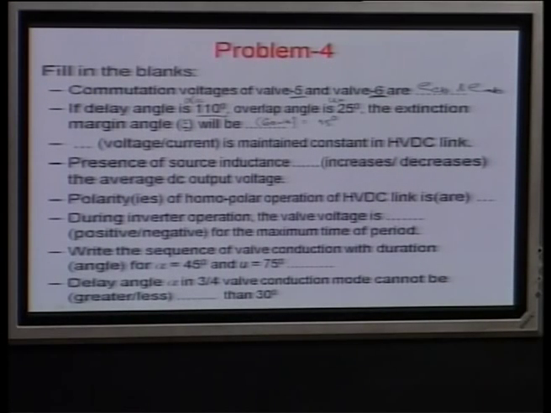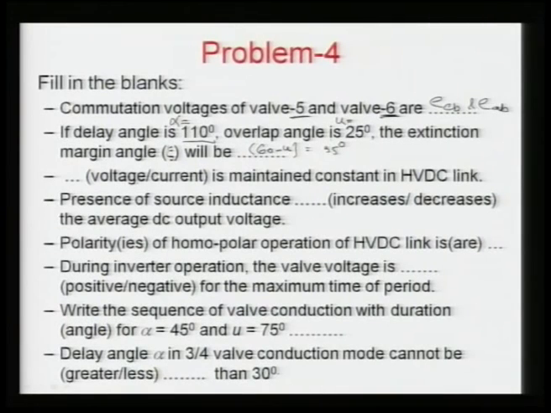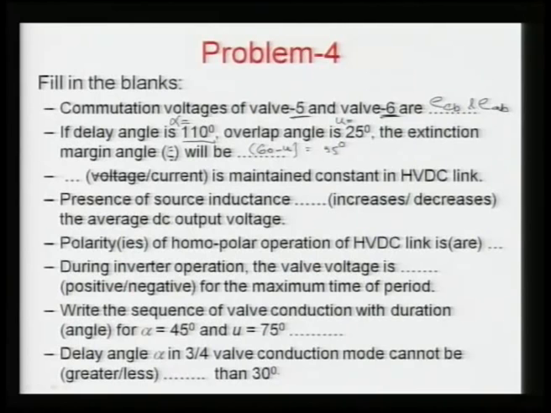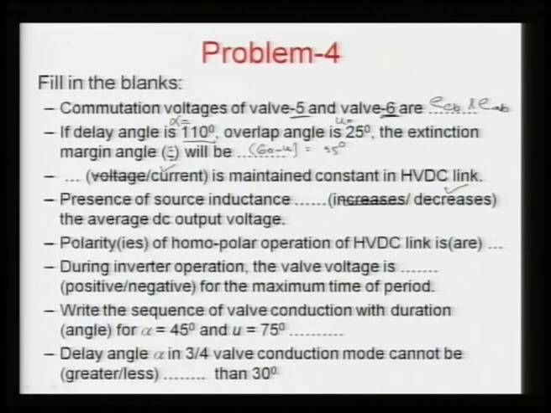Now, the next was asked whether voltage or current is maintained constant in the HVDC link. I repeated several times, the HVDC link is operating in constant current mode and voltage is varied to change the power in the link. So it was simple, the current is maintained. Next, the presence of source inductance increases or decreases the average DC output voltage. It will decrease, because if L increases, just see, u will increase, it is just another current relation. So it will decrease here, and this is valid.